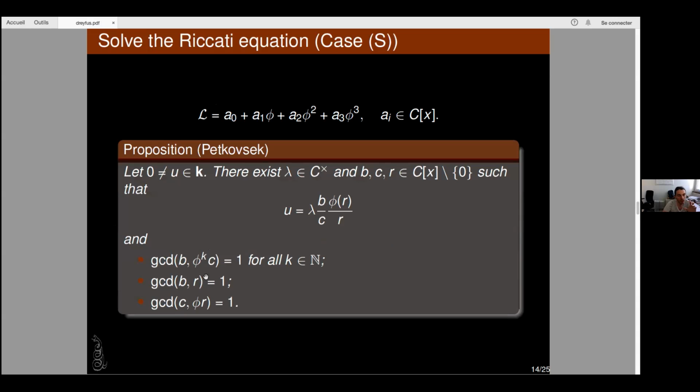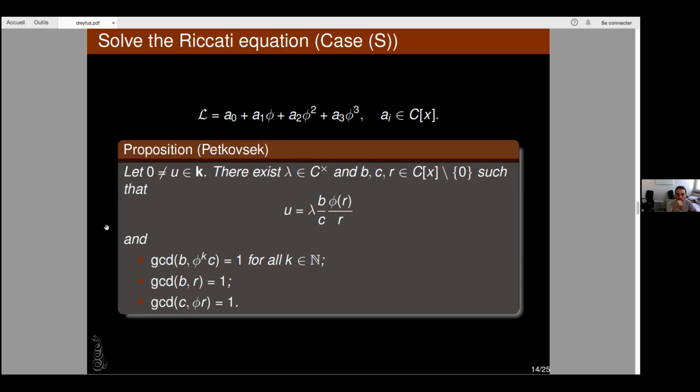So let U be a non-zero element of K. So Petkovšek proves that it's possible to write U in a very specific way. So it will be lambda, so we are in the shift case. So lambda is a non-zero element in the complex, in the constant case. So assume that it's complex, and B, C, and R are polynomials, and you assume that there is no common divisor between B and the iterate of C under the automorphism.